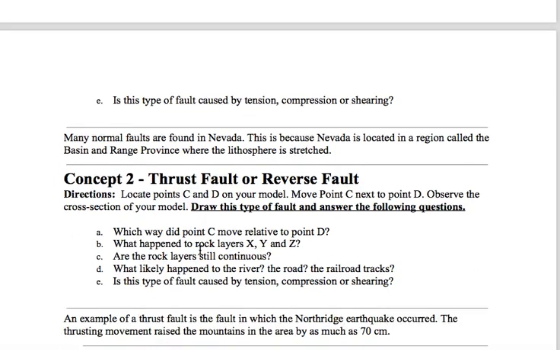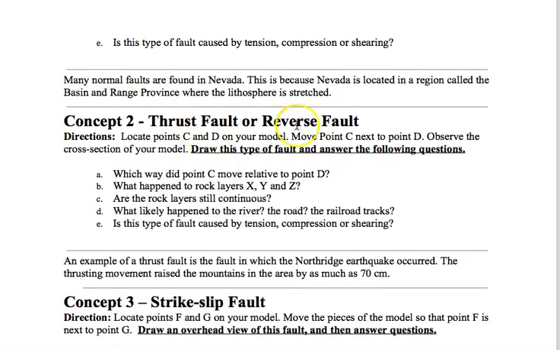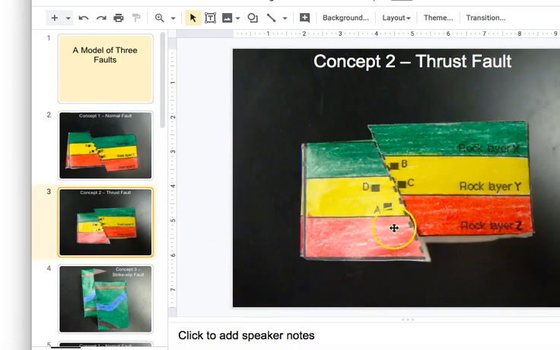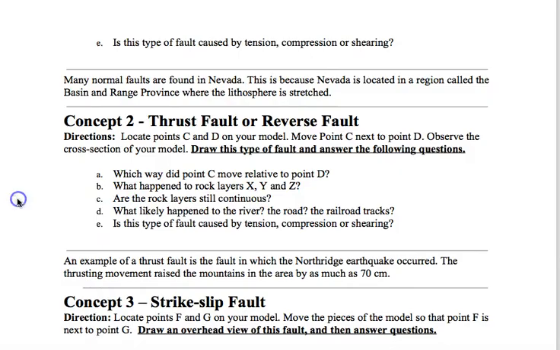Now, concept 2 says thrust fault or reverse fault. Here it says locate point C and D on your model. Move point C next to point D. So if I look at that, here it is. It's the same side, so it's this. But now you're moving C so that it's next to D. These rock layers used to be continuous, but now you shifted C up to D. So go ahead and do that with your model and answer these questions.